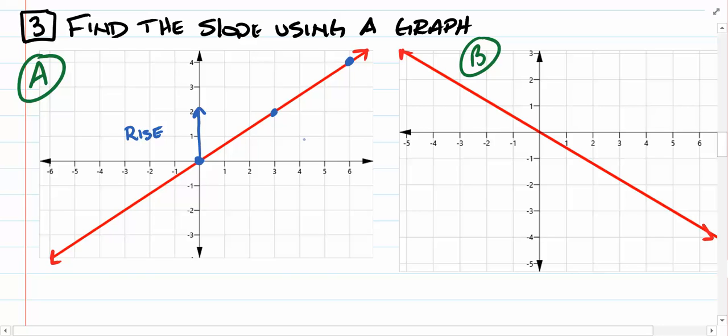So therefore it's going to be a positive slope. Now let's calculate the run. The run is how far over I need to go to get from here to here. Well, you can see that that distance is exactly the same as that, which is exactly 3 units. So this is called the run.